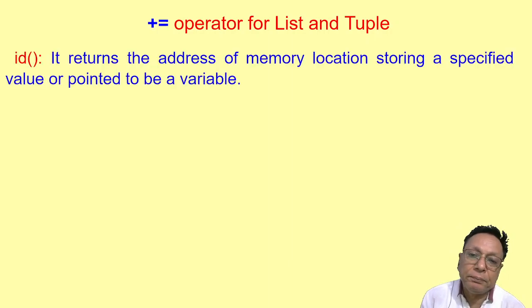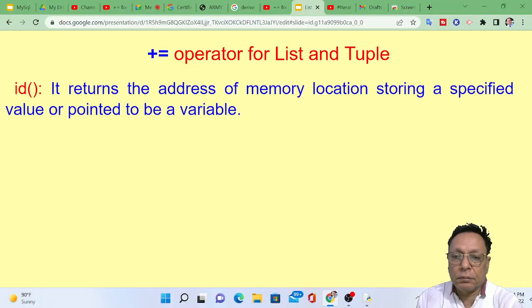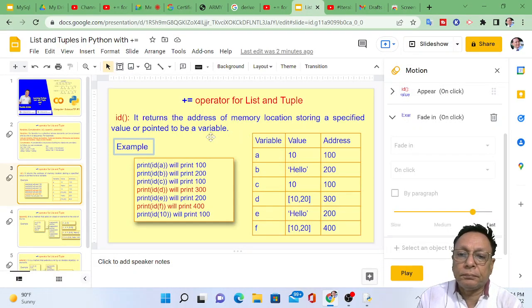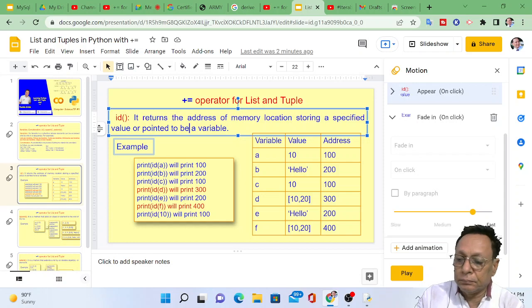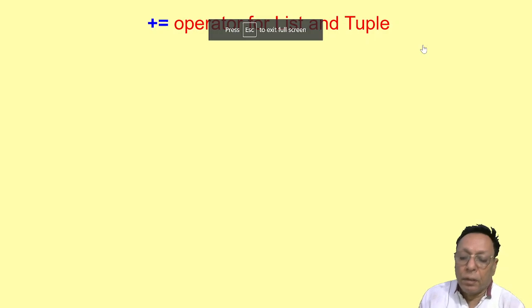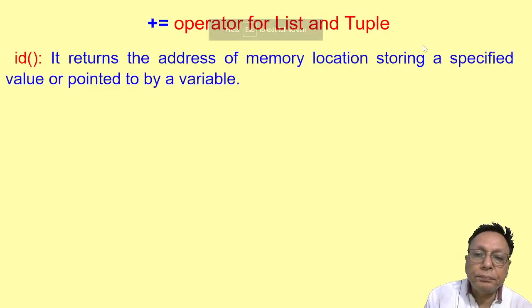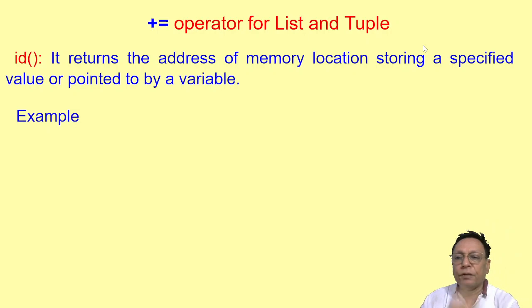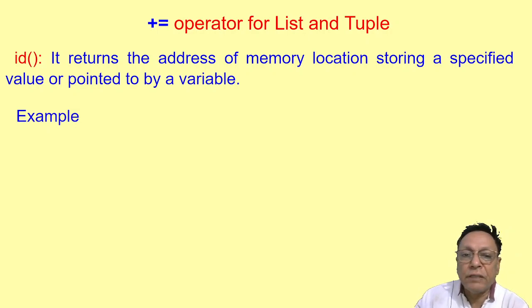So what is ID? Basically, it returns the address. This is a function which returns the address of the memory location storing a specified value or pointed to by the variable, right? So it returns the address of the memory location storing a specified value or pointed to by a variable.